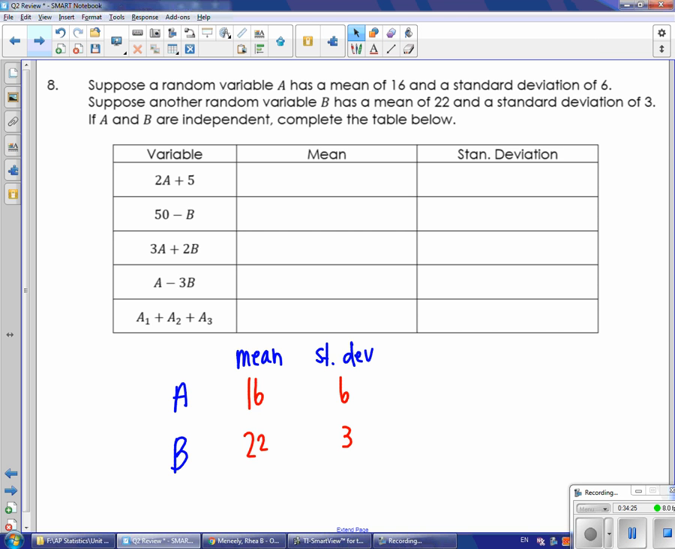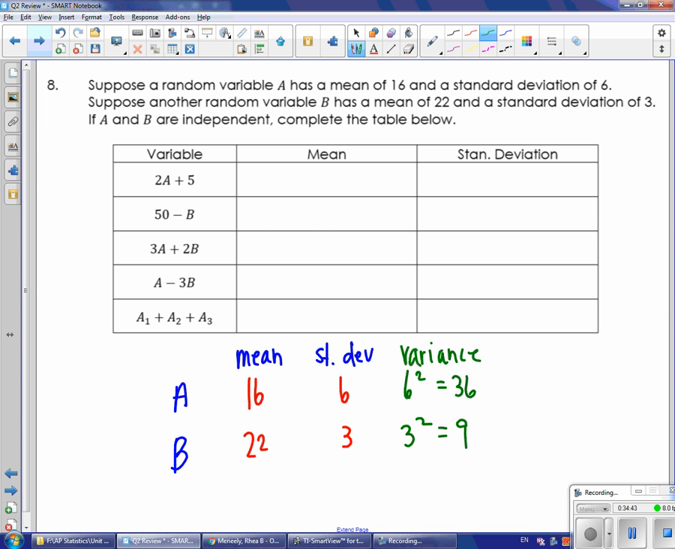Now, the one thing I also am going to remember is that all of my formulas, especially the ones that deal with a combination of random variables, rely on the variance. So I'm also going to go ahead and find the variance for each of my random variables, which is just going to be the standard deviation squared.